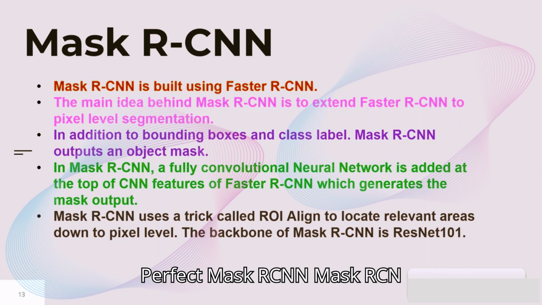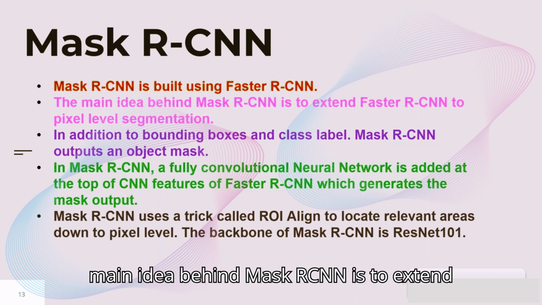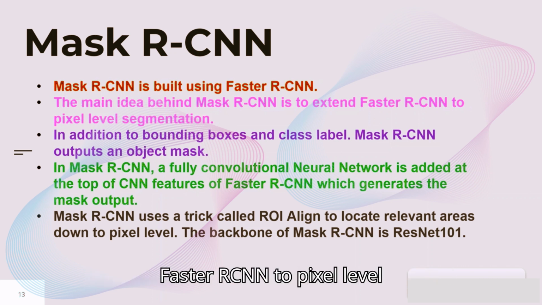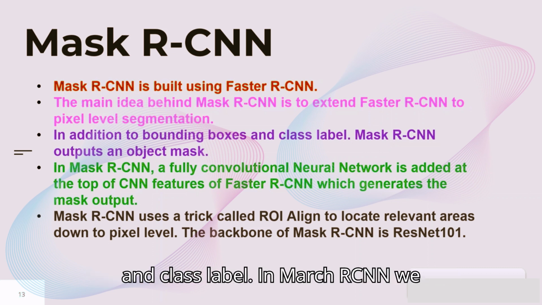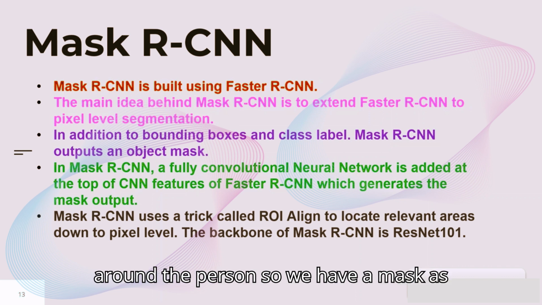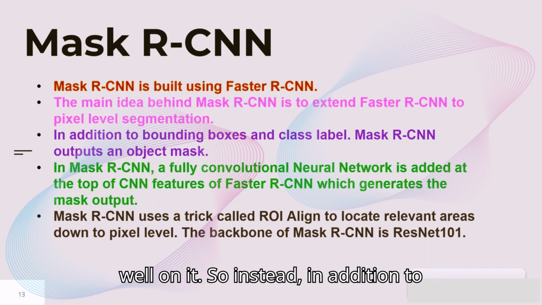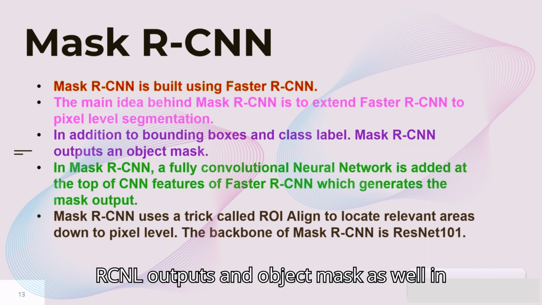Mask RCNN is built using Faster RCNN. The main idea behind Mask RCNN is to extend Faster RCNN to pixel level segmentation. In addition to bounding boxes and class labels, in Mask RCNN we have an object mask in our output. For example, if we have a person in our output, we have a bounding box drawn around the person, and we have a mask on it as well.